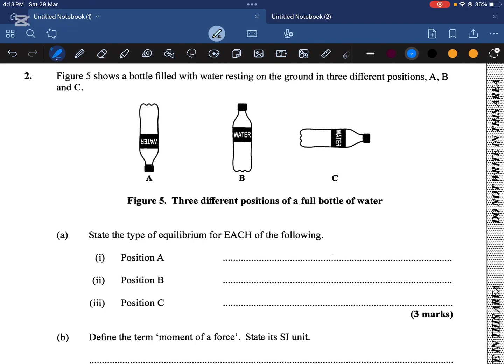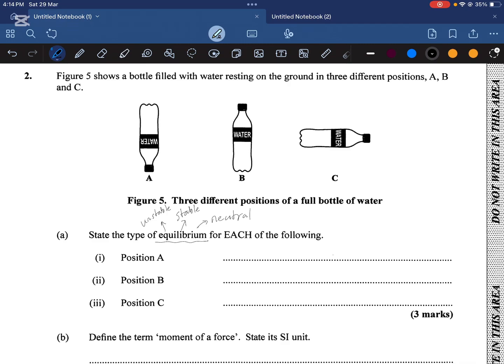In this question, it's more of recalling that there are three types of equilibrium. It can be either neutral, stable, or unstable. If something is neutral, it doesn't shift left, doesn't shift right, doesn't go up, doesn't go down. Neutral in itself means whatever you do to the object, it's going to remain in that orientation.